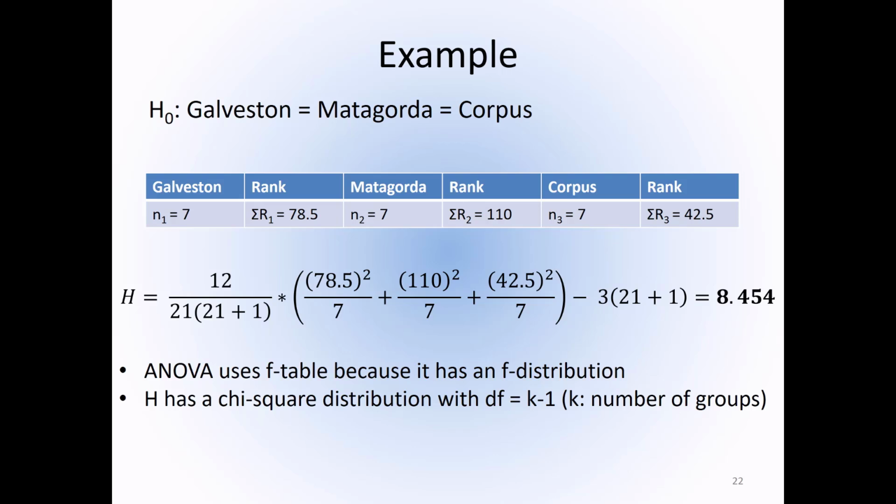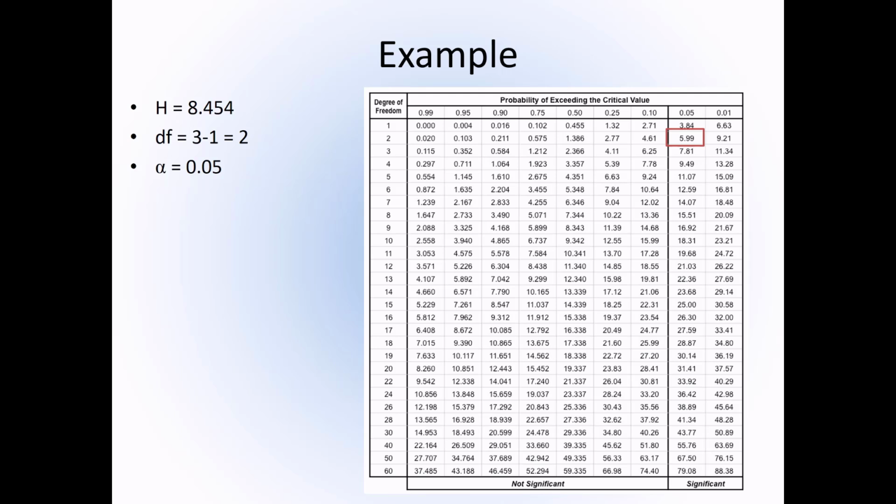Now for ANOVA, we use the F distribution, but for this Kruskal-Wallis test, our H test statistic follows the distribution of chi-square, and our degrees of freedom are going to equal the number of groups minus 1. So we can go to our chi-square table, which maybe we haven't looked at in a while, but we should be familiar with. We find our degrees of freedom, 2, identify what our significance level is, and our default is going to be 0.05, and then we compare our test statistic to this critical value.